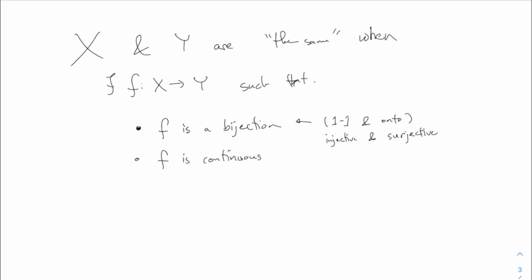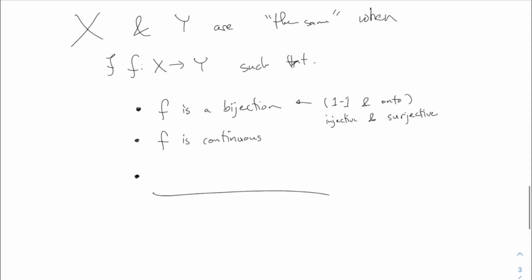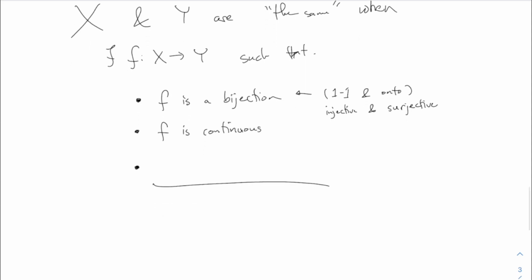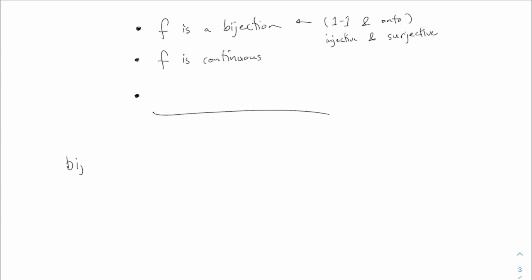Okay, actually, there is a third necessary property, which I'm going to fill in. I would like to show an example where being a bijection and also continuous is not good enough for a function between two sets to show they are the same. So for these two sets, X and Y, bijection and continuous is not enough.